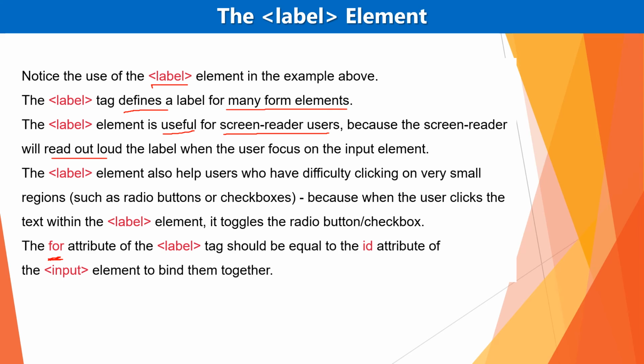The for attribute of the label tag should be equal to the ID attribute of the input element to bind them together. So the for attribute will show the label name, or you can say the ID of that label. So the label element is a very simple element in the form.